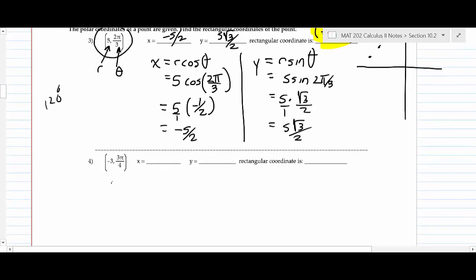So on number 4, I give you r as negative 3. I give you theta as this. So it's the same thing. X is going to be r cosine theta. Y is going to be r sine theta. So all you do is just work it out.